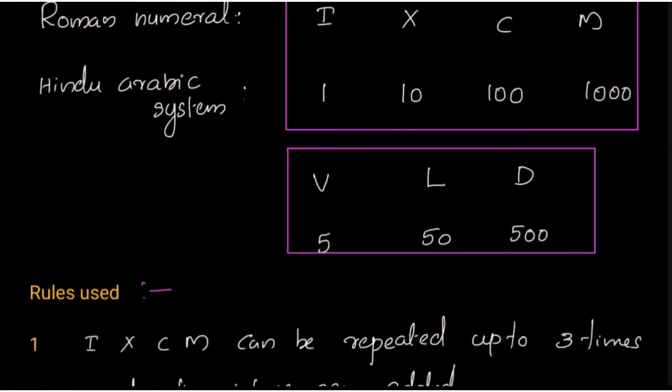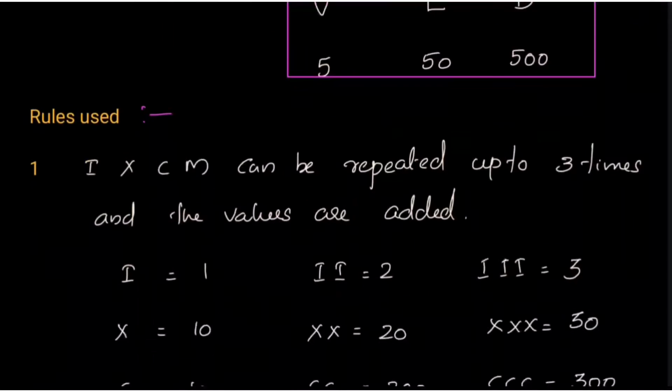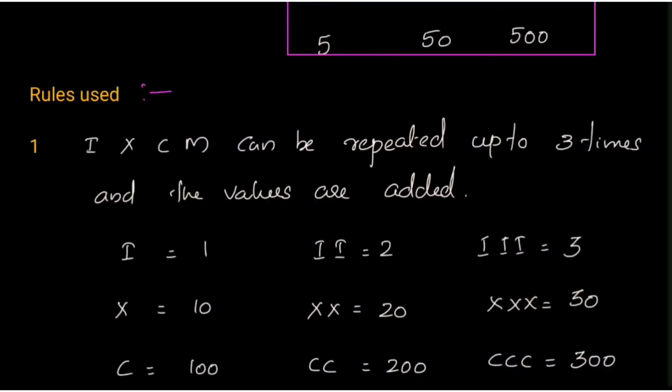By joining these letters to form a particular number, we have to follow some rules, and these rules are given here. IXCM, that is 1, 10, 100, and 1000, can be repeated up to 3 times and the values are added. That is the first rule. If I is given only one time, it represents 1. If it is 2 times, it is 2, and if it is 3 times, it is 3.